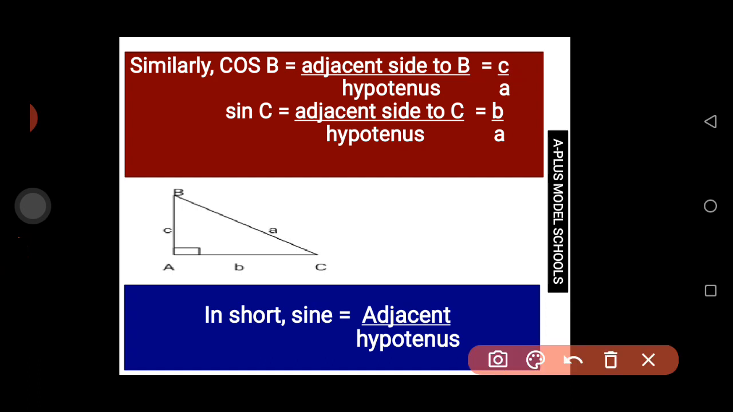If you look at the same right-angled triangle, all these trig ratios are defined with a right-angled triangle. Now look at the diagram under this: we have cos B. If you are taking B, the side adjacent to B will be C. Normally the side opposite to B is small letter b, but the side adjacent to B will be C. So that will be C over the hypotenuse, which is A, and the adjacent side to C will be B, which is B all over A. So in short, we can also say that sine and cos is also adjacent all over hypotenuse.